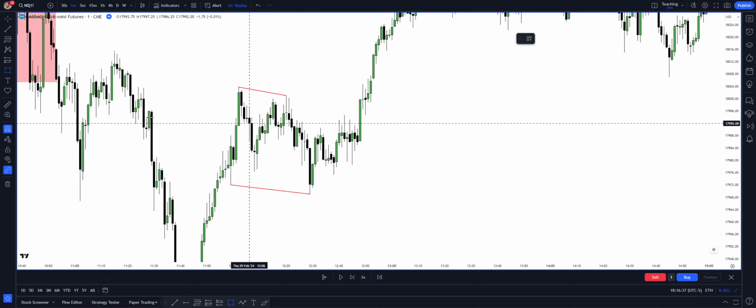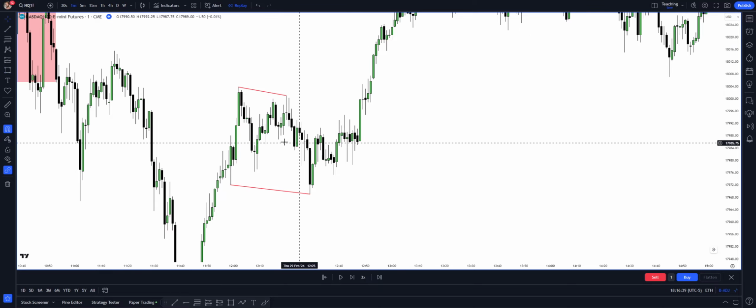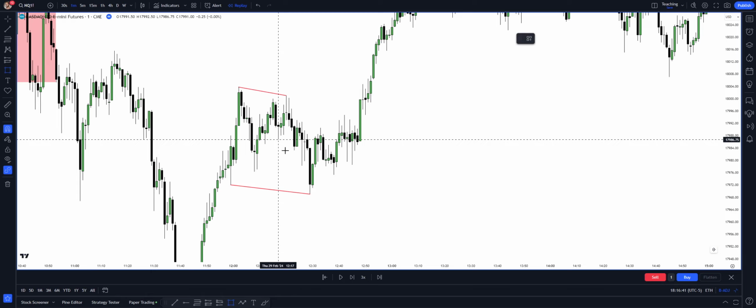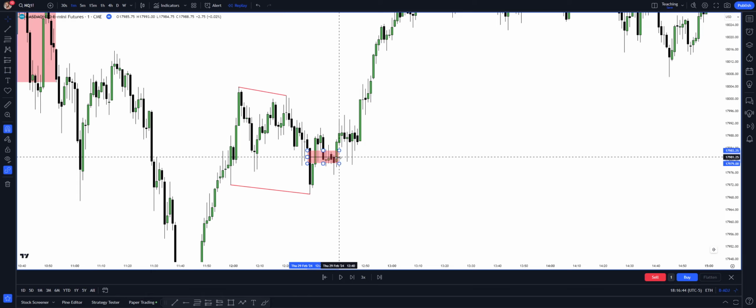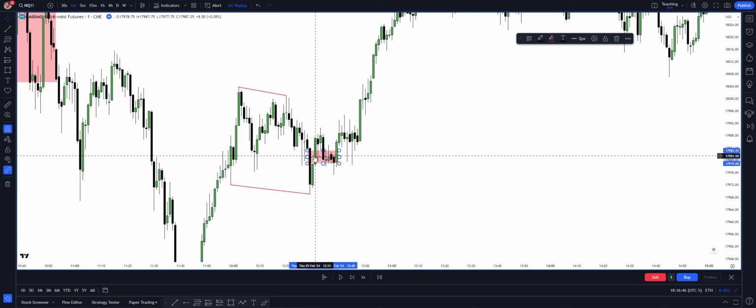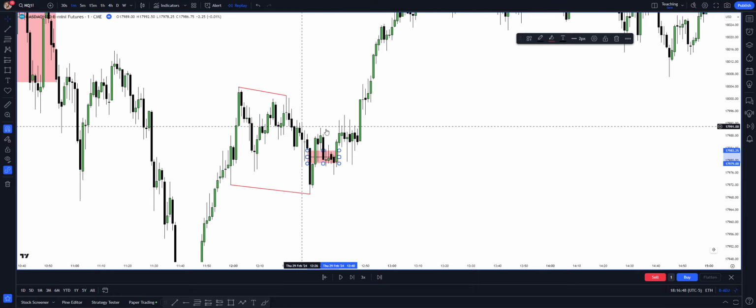Here you can see, where is it? Hold on one second. Here, it caused a fair value gap there. I shorted that, I think. I'm not sure where exactly I shorted, but something like that.